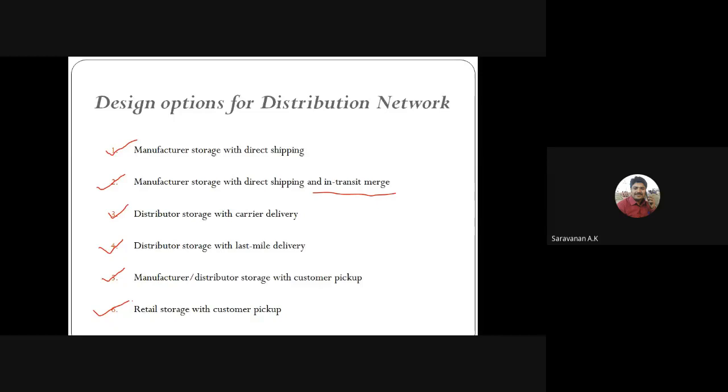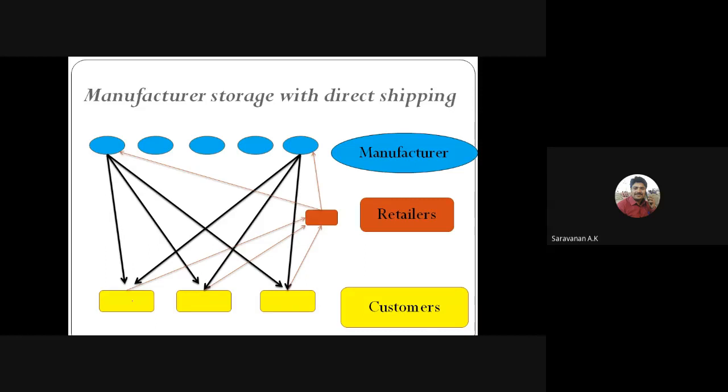So the first one is the manufacturer storage with direct shipping. It is the first design configuration. So manufacturer storage with direct shipping.